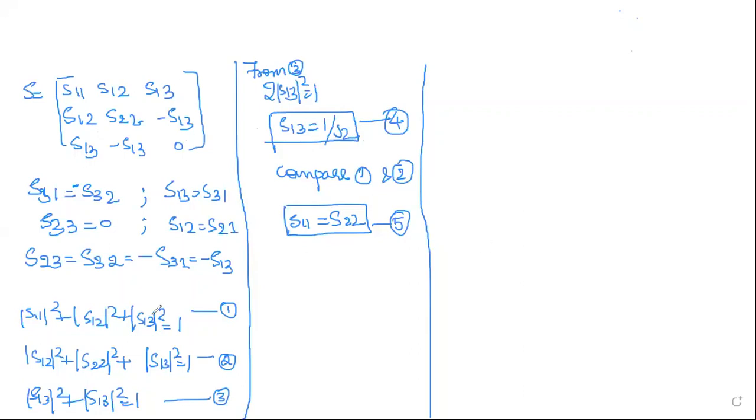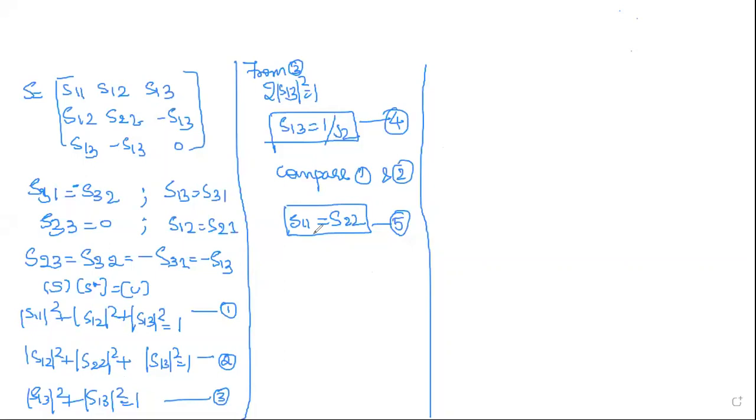Now write the equation based on the S matrix and your S complex conjugate matrix, which is equal to the unitary matrix. So you will be getting these equations. From these equations, the third equation, you are finding the value of S13, that is 1 by root 2. By comparing 1 and 2, your S13, S13 get cancelled, S12, S12 get cancelled. You will be remaining with S11, which is equal to S22.